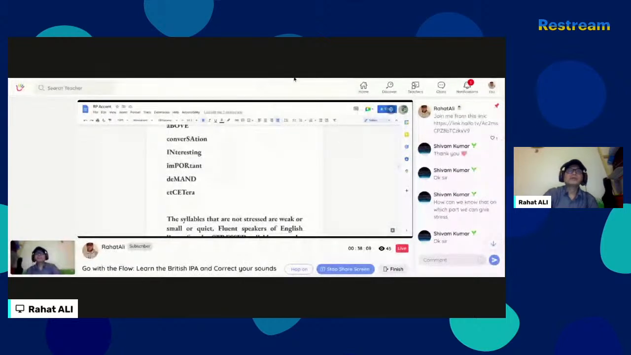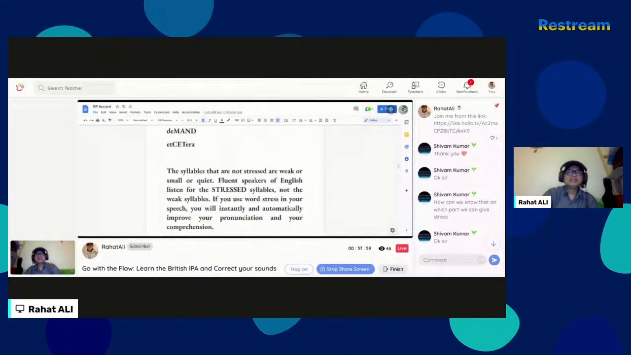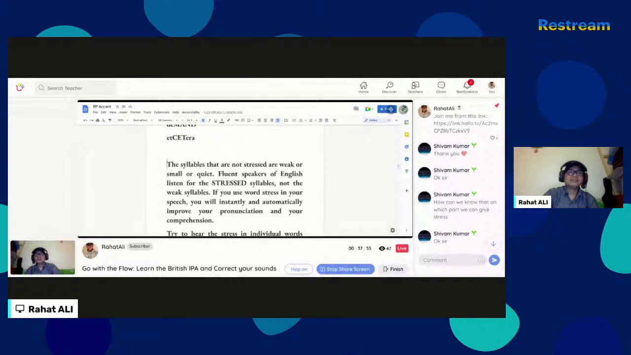Okay, so demand, etc. The syllables that are not stressed are weak or small or quiet. Fluent speakers of English listen for the stressed syllables, not the weak syllables. Remember, we have to listen to the stressed syllables where we are emphasizing. If you use word stress in your speech, you'll instantly and automatically improve your pronunciation and your comprehension. Exactly. Remember that you need to find out the stressed part so that you know how to pronounce, and depending on the stressing, one sentence may sound different.